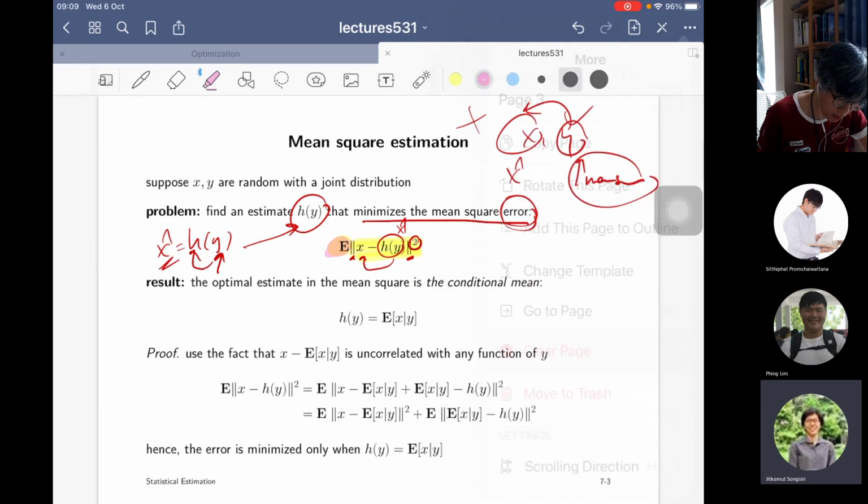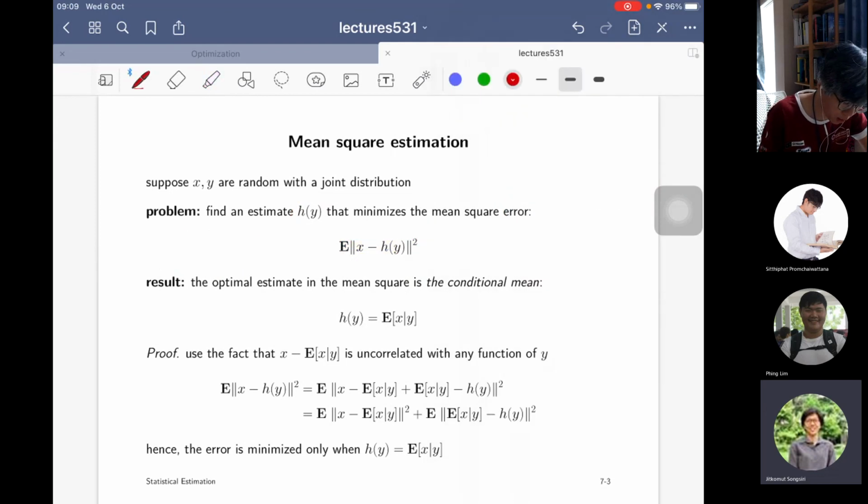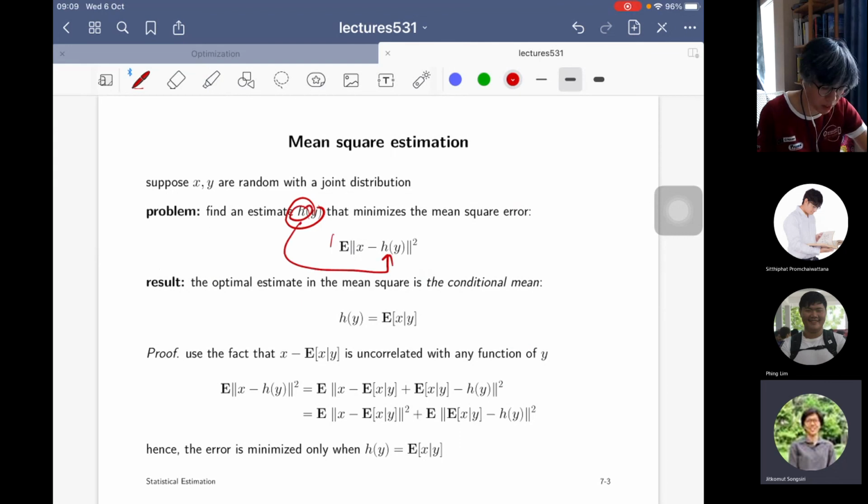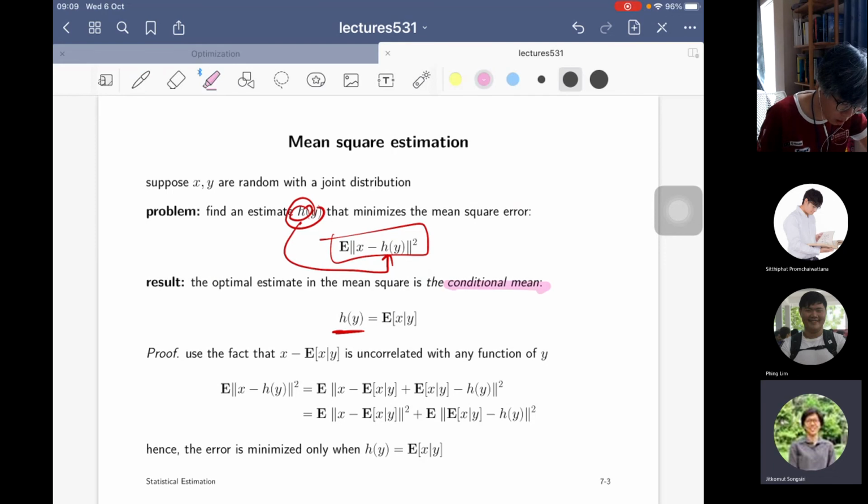So mathematically, we choose a function h of y that minimizes this quantity. The result we're going to show is that h(y), the one that minimizes the mean square error, is simply the conditional mean. And to prove it is very simple as well. Let's see it in the next step.